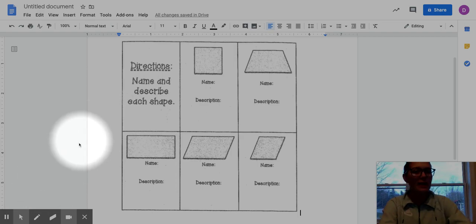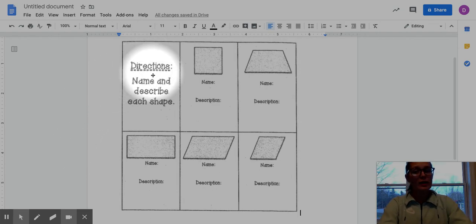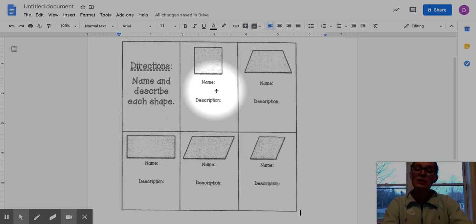Friends! For math today, your job is to be looking at some different quadrilaterals. Your directions are to name and describe each shape. Now, some of these shapes, naming them will be pretty easy for you. For example, this one, we know the name of this shape is a square. So under name, you'll write square.